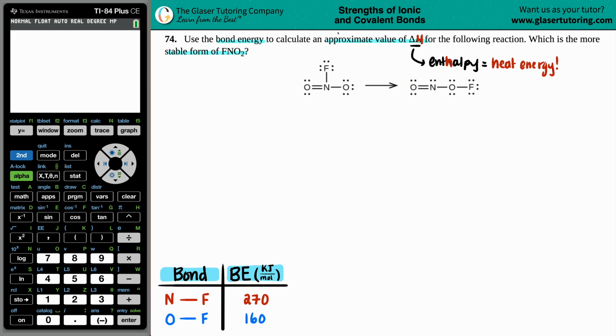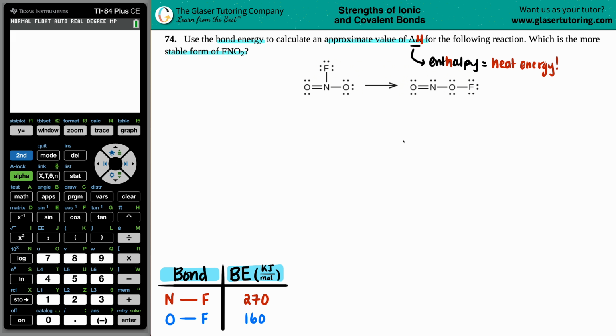Now, we want to find an approximate value, which means that we're not using the state values in the back of a textbook, but we are using the bond energies. And thank you so much, because this drawing that they gave us already shows us all the bonds. I see that I have a double bond between the O and the N, a single bond between an N and an F, and then a single bond between the N and the O. And then on this side, we see that there's a single bond with an O and the F, a single between an N and an O, and a double between the O and the N.